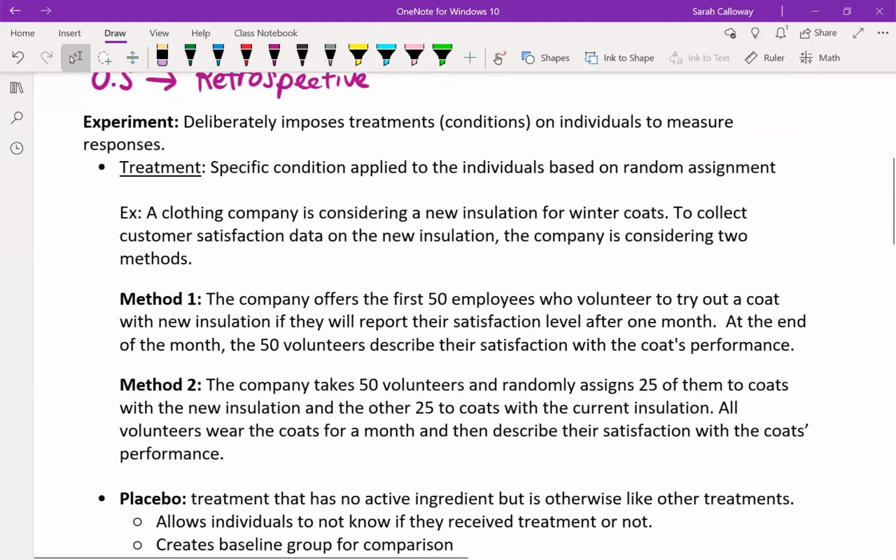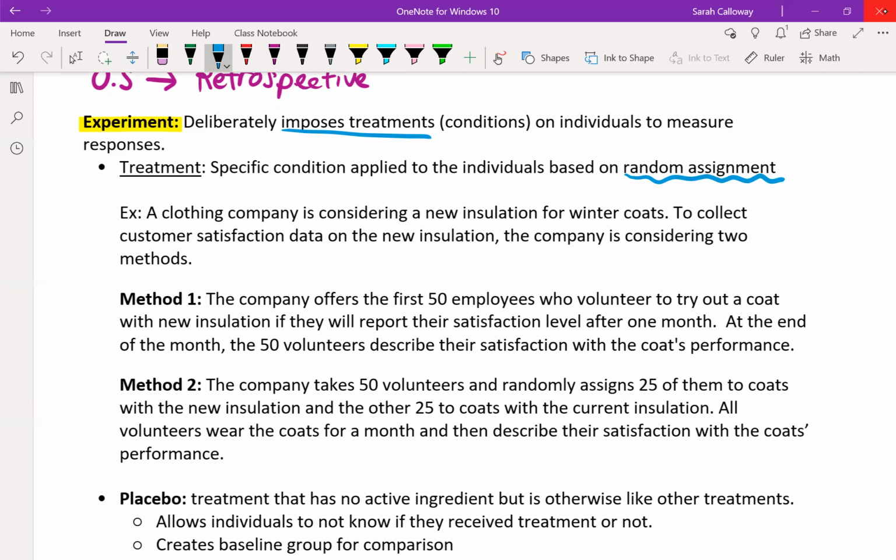So an experiment deliberately imposes treatments or conditions to individuals and measures responses. So I'm influencing what's going on by imposing treatments. A treatment is a specific condition applied to the individual based on random assignment. So it's important that there's random assignment involved in experiments, whereas with an observational study, I don't have to have a random group. So in this example, a clothing company is considering a new insulation for winter coats.